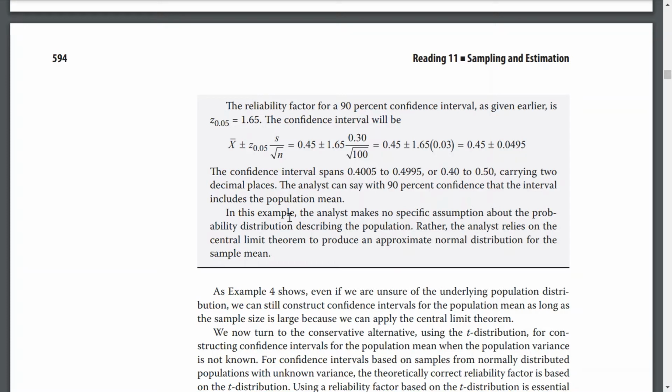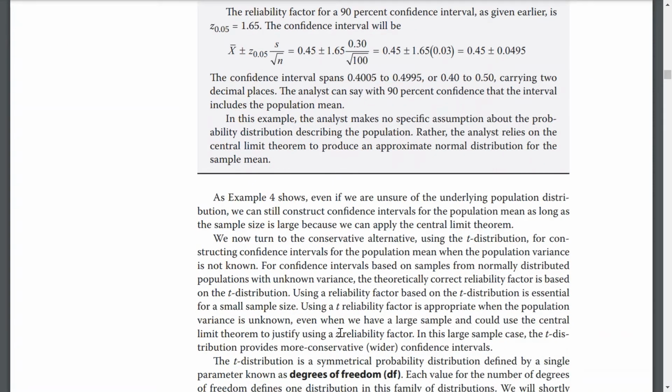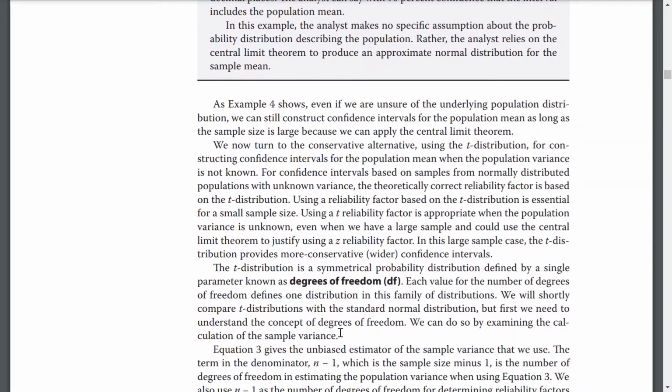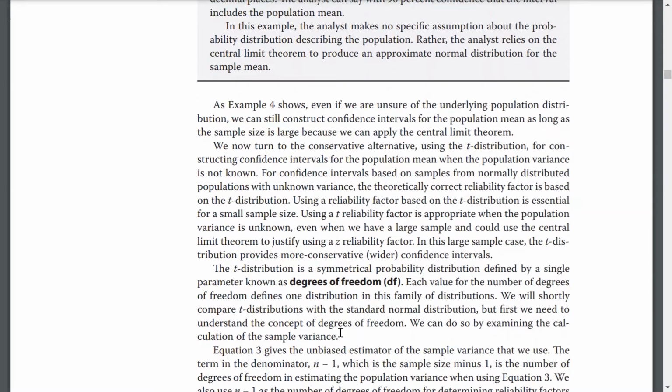In this example, the analyst makes no specific assumption about the probability distribution of the population. Rather, the analyst relies on the central limit theorem to produce an approximately normal distribution for the sample mean. As example 4 shows, even if we are unsure of the underlying population distribution, we could still construct confidence intervals for the population mean as long as the sample size is large, because we can apply the central limit theorem.